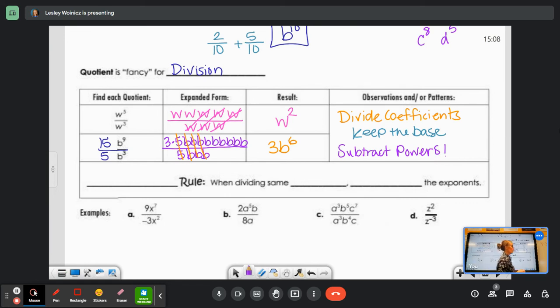Okay, top one was the product rule. What do you think this one is? Quotient rule. This one was the worst for me to spell when I was a kid. It says when we're dividing our same bases, we get to subtract the exponents. So now you don't have to expand every single problem. You only have to expand if you forget the rule.